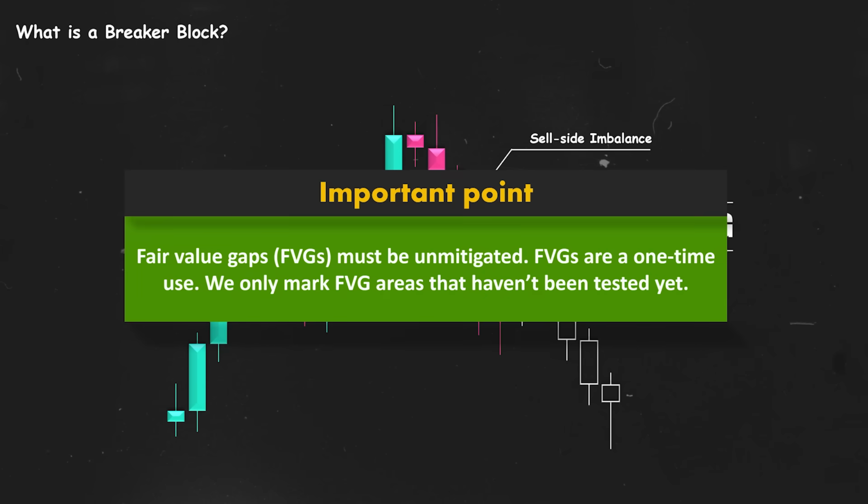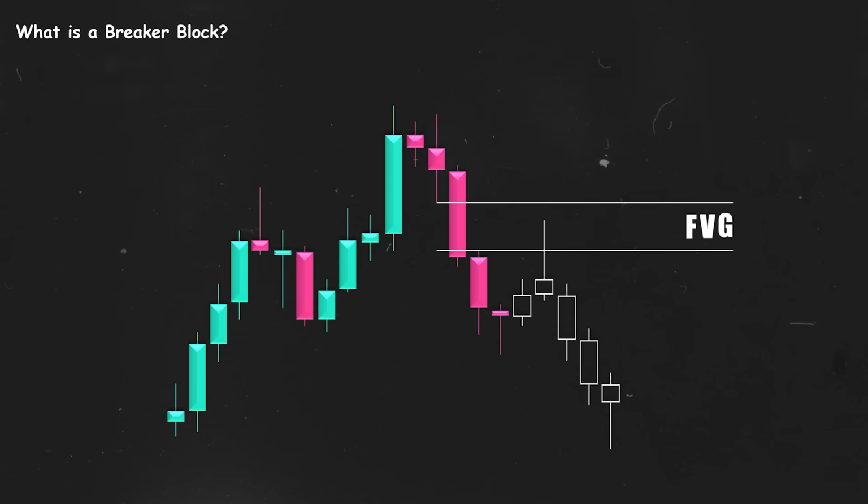Keep in mind that fair value gaps must be unmitigated. FVGs are a one-time use. We only mark FVG areas that haven't been tested yet. If the price taps into an FVG zone for the first time, that's when we consider it a trading opportunity. After that, it becomes mitigated and is no longer valid for future trades. If you'd like to dive deeper into these concepts, check out our previous videos.